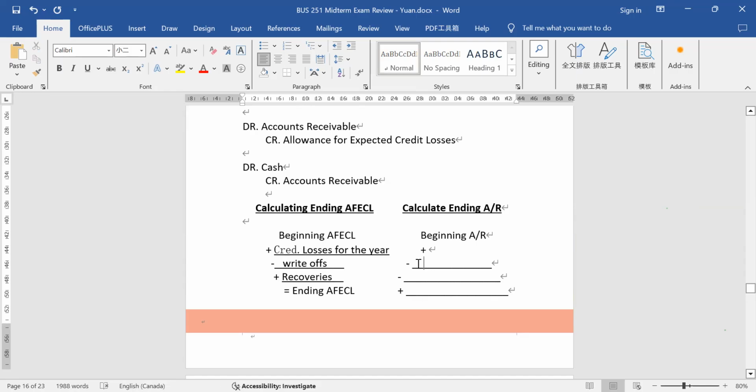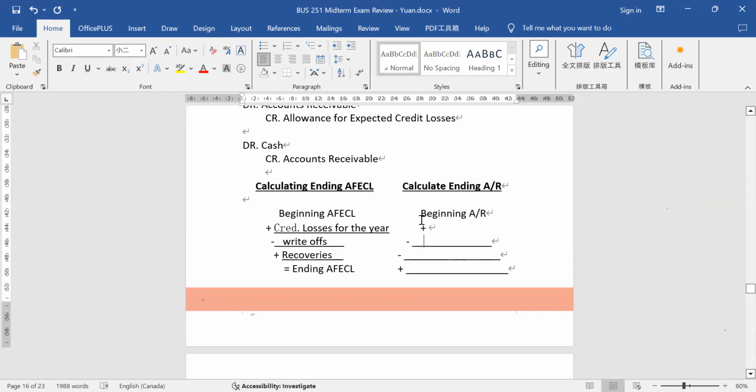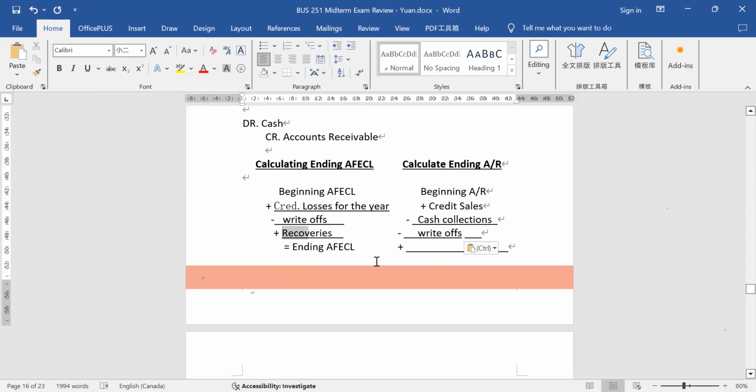And another way that you can do this is to use the aging method. You start with the beginning balance of account receivable, and then you add credit sales. Right, it's the newly added account receivable, what you sell on credit, and then you have to subtract cash collections. It's the amount of cash that you already collected, right? And then you have to remove the write-offs as well. And then you add back the recoveries.